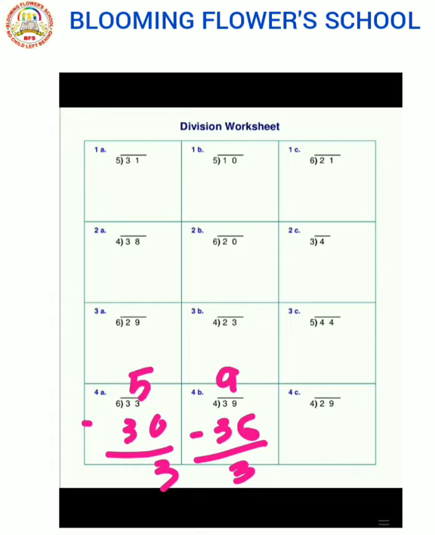Now the last one, that is 29. Right now, children, I could tell you 4 ones are 4, 4 twos are 8, 4 threes are 12, 4 fours are 16, 4 fives are 20, 4 sixes are 24, 4 sevens are 28, 4 eights are 32. 32 is more than 29, so we need to go with 4 sevens are 28. So from 29, if 28 is subtracted, the answer is 1. That means the quotient is 7 and the remainder is 1.